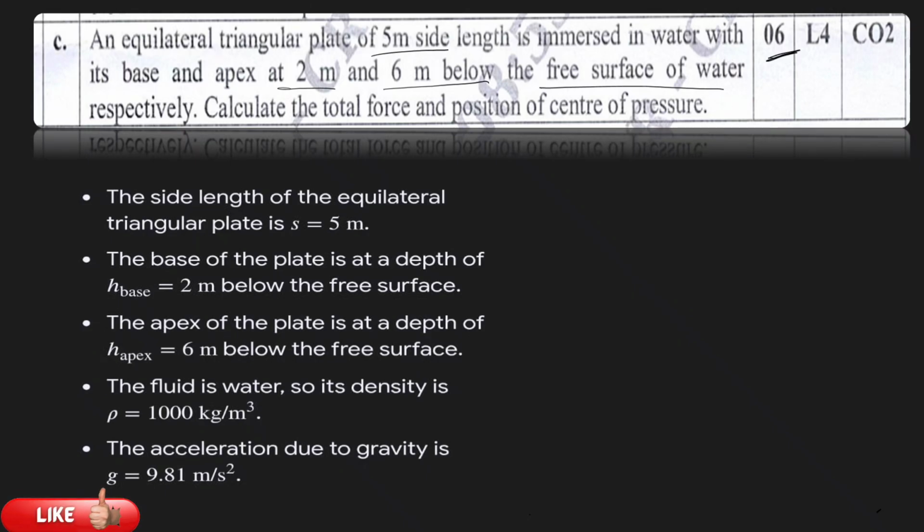We will solve this question. The given data is the side length of the equilateral triangle is 5 meter. The base of the plate is at a depth of 2 meter. Therefore, h base is equal to 2 meter. The apex of the plate is at a depth of 6 meter. That is, h apex is equal to 6 meter. Then density of the water is 1000 kg per meter cube. Then g, acceleration due to gravity, is 9.81 meter per second square.